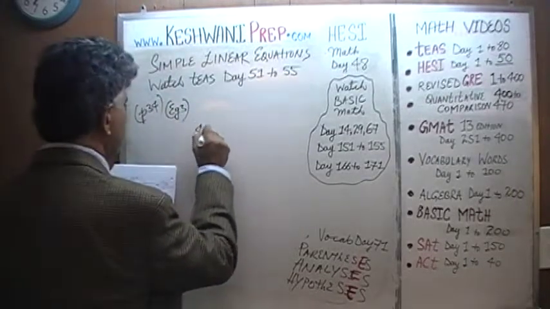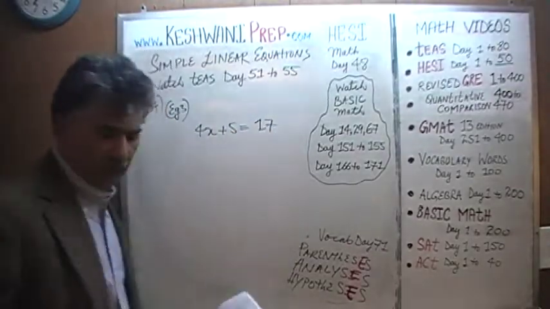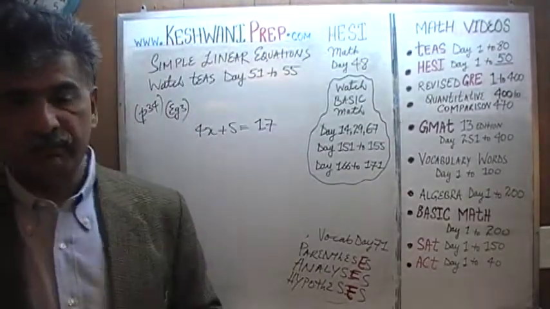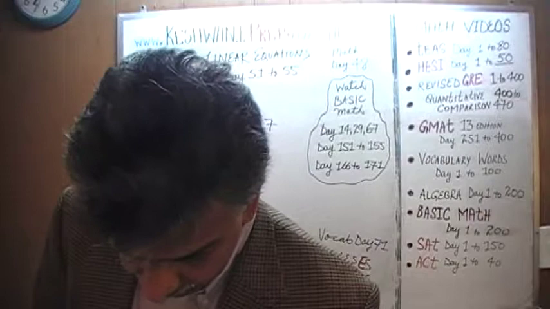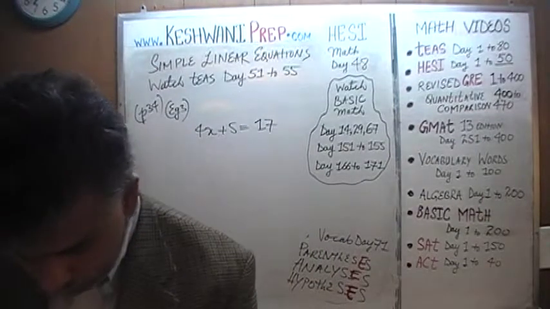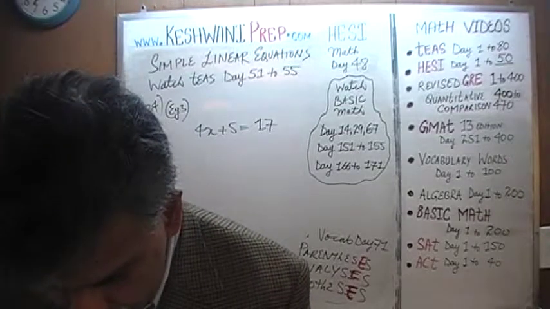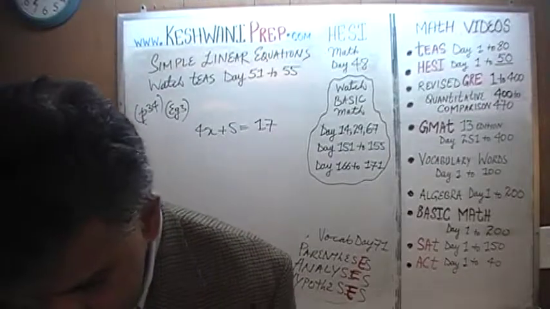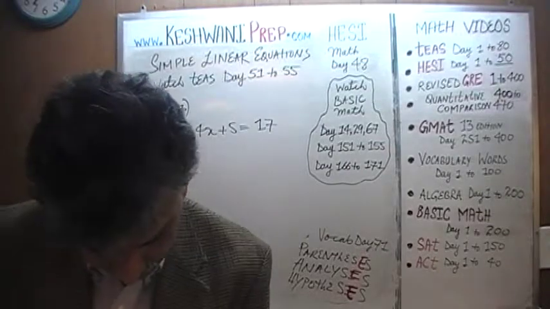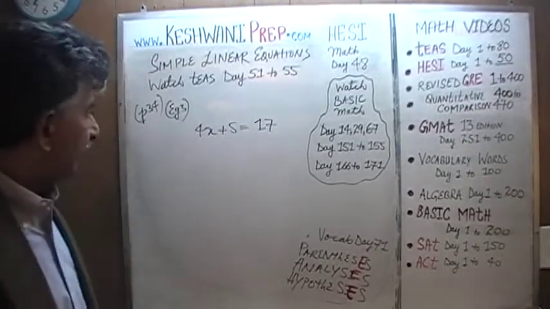Example number three, it tells us 4x plus 5 equals 17. The reason why they're called simple linear equations is because these are in fact very simple equations. There's not much in there. On page number 34, we are told that 4x plus 5 equals 17, right here. We want to solve for x.